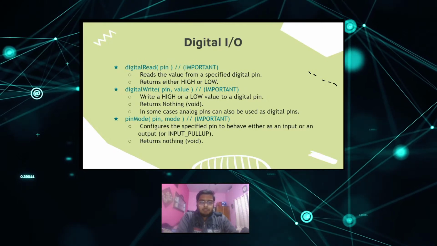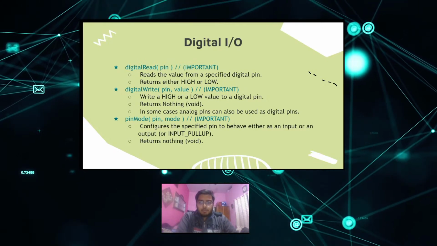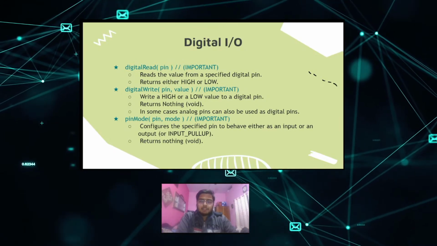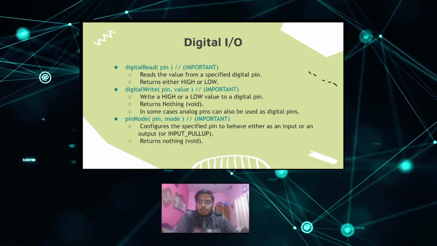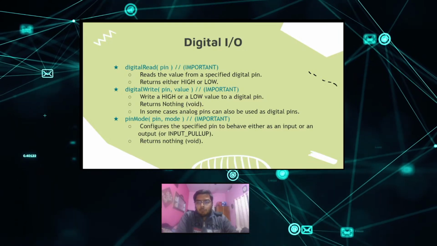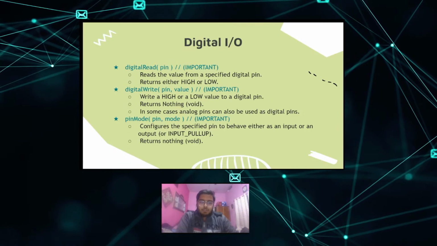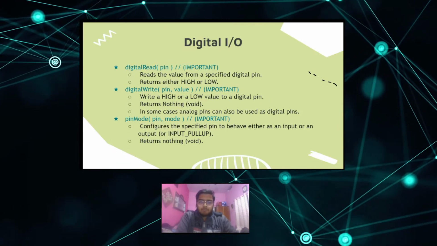Second is the digitalWrite function. It takes two parameters. First is the pin number and second is the value that has to be assigned. The value is assigned in the format of HIGH or LOW. The function does not return anything, so its return type is void.